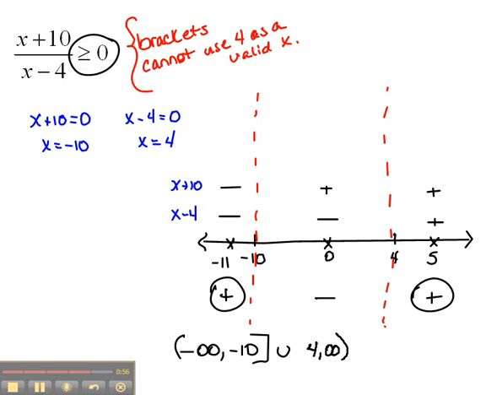Infinity always gets a parenthesis. Now normally 4 would get a bracket because of the greater than or equal to. But remember, we cannot use 4 as a valid x because it causes a 0 denominator. So we have to put a parenthesis around 4. This then would be our final answer for the problem.